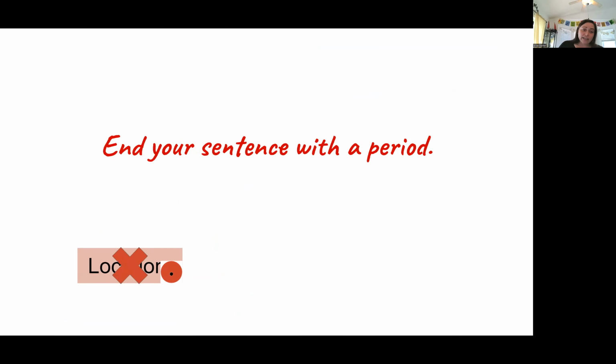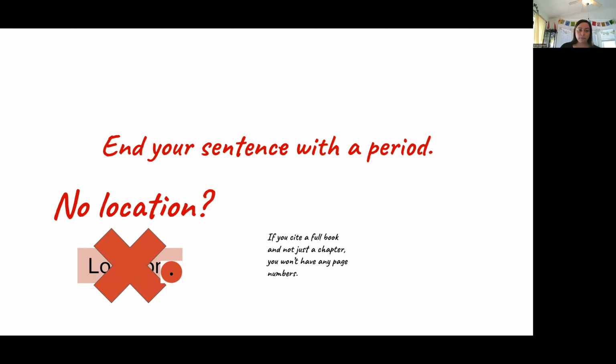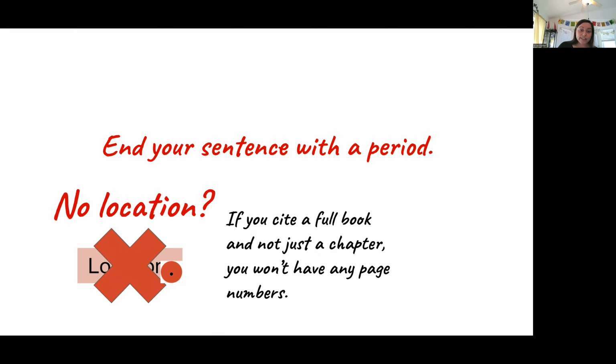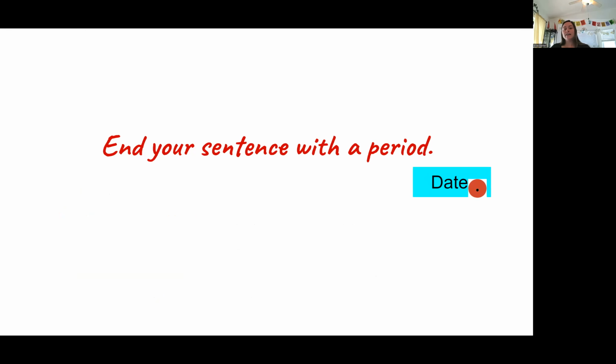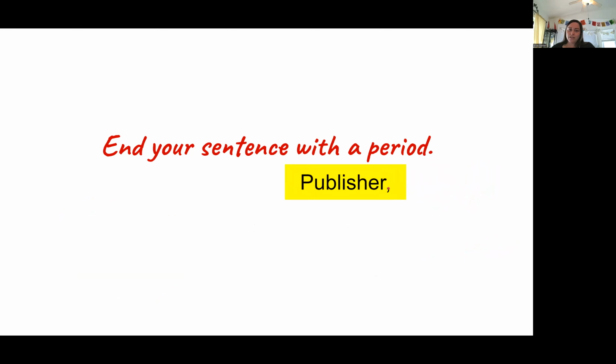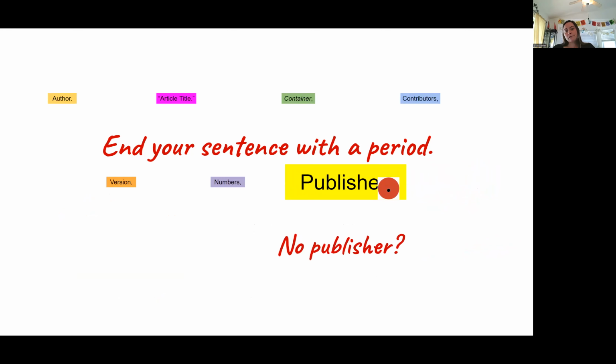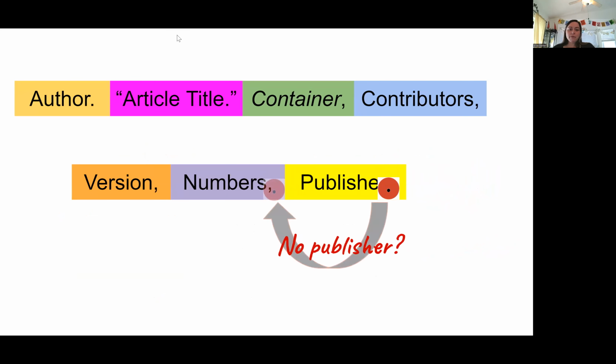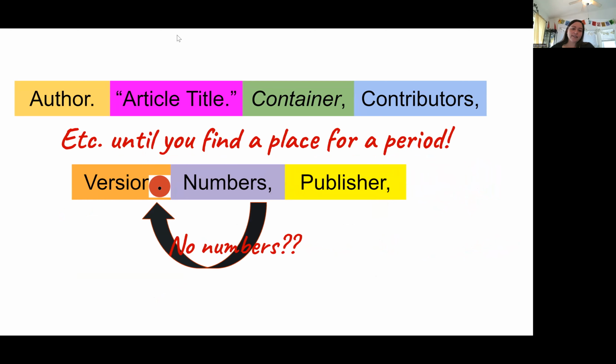And again, we want to end your sentence with a period. If you don't have a location, you cite a full book and not just a chapter, you just aren't going to have any page numbers. And so in that case, you put a period after the date. Let's say you don't have a date. Well, you put the period after the publisher. What if you don't have a publisher? Well, you just keep going back and back and back until you find a place for a period.